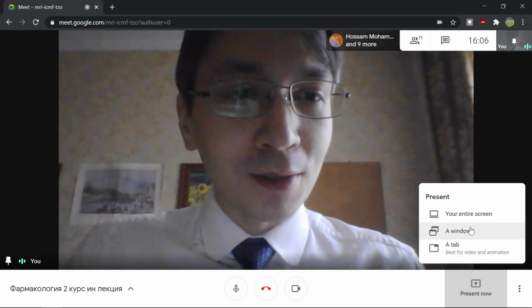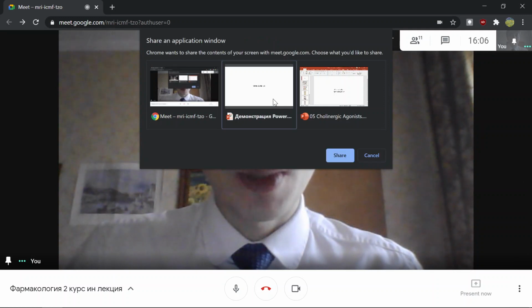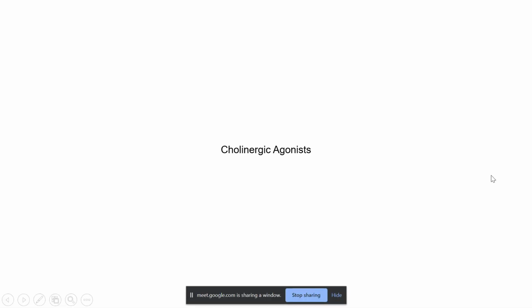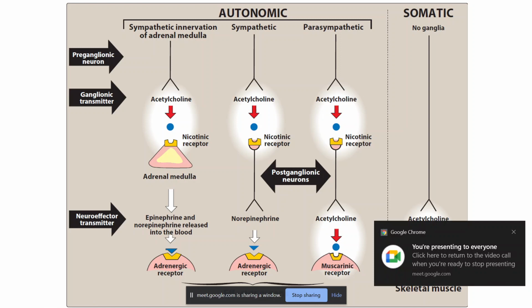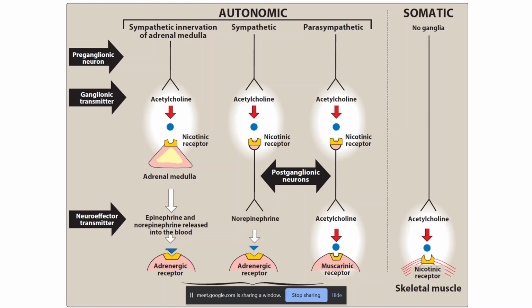And cholinergic drugs will act on the postganglionic neurons that are located in the parasympathetic nervous system, and this is where acetylcholine is the neurotransmitter and the receptor is a muscarinic receptor.